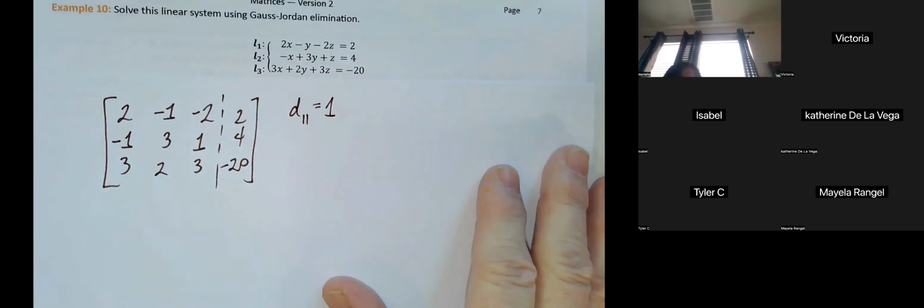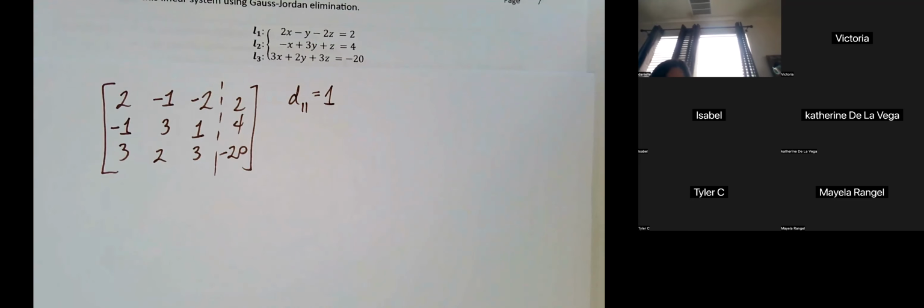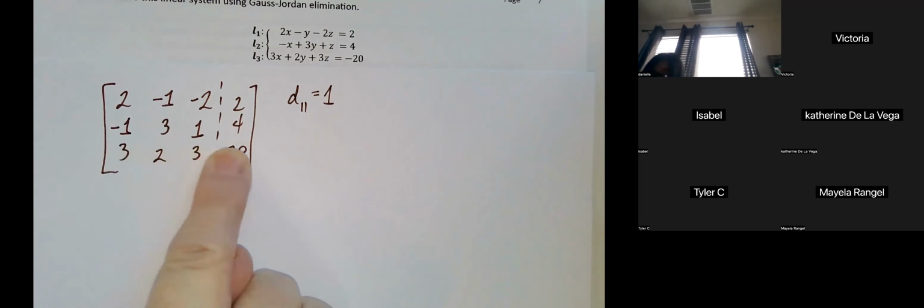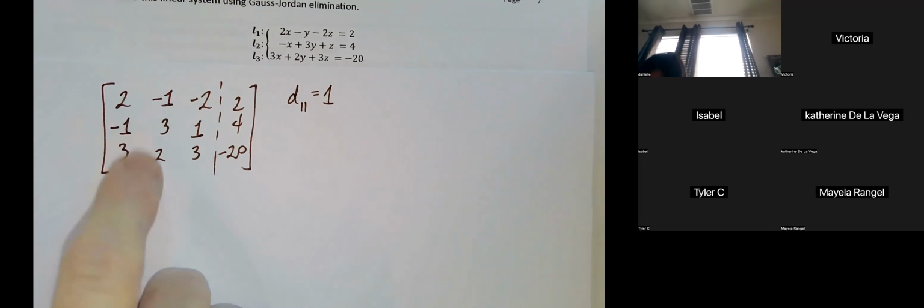Again, as always, our first step is to make D11 equal to 1. But when we have more variables like this, it's really, really important to try to do this first step without fractions. And this is where we haven't done very much switching rows. But do you see that if we switch rows and we move row 2 up, it'll be really easy to get a positive 1 without fractions? You see that?